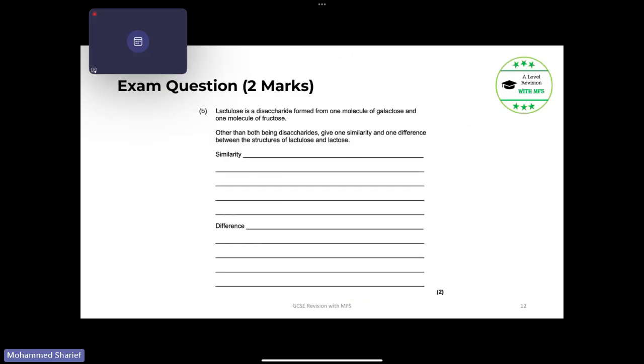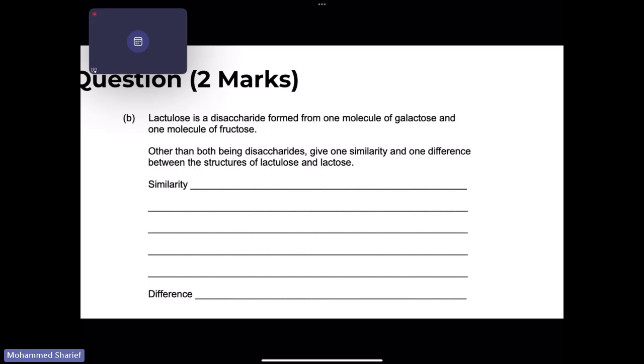Okay, next question. Now, they do love these sorts of questions. It's a sort of application-based content question, which sort of gets a lot of people. So it's really important that we have some practice at these types of questions. So lactulose is a disaccharide formed from one molecule of galactose and one molecule of fructose. Other than both being disaccharides, give one similarity and one difference between the structures of lactulose and lactose.